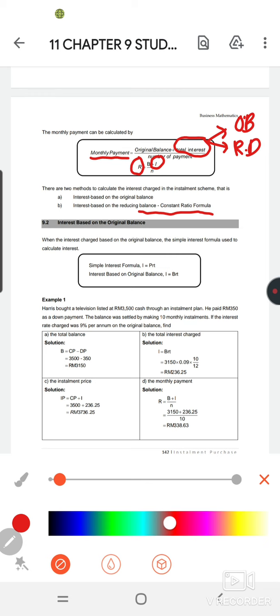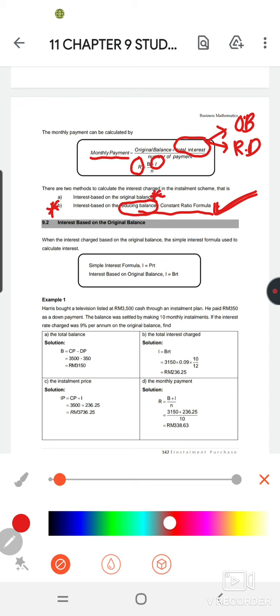Dan kalau dia kata guna constant ratio formula, maksudnya automatik awak kena tahu yang ni reducing balance. Sebab kadang-kadang certain case dia just kata calculate the interest by using constant ratio formula. So kalau constant ratio formula maksudnya interest based on the reducing balance. So kita pergi pada next topic, interest based on the original balance. Kita fokus pada yang ni dulu.